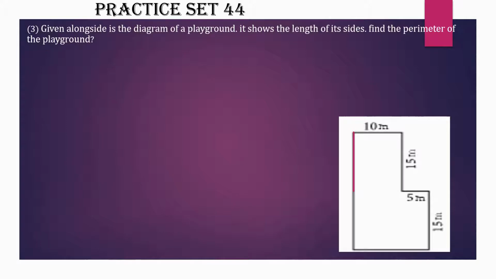Third question. Given alongside is the diagram of a playground. It shows the length of its sides. Find the perimeter of the playground. So we have to find out the perimeter of the following playground.